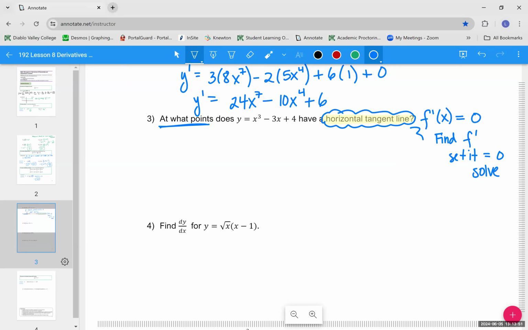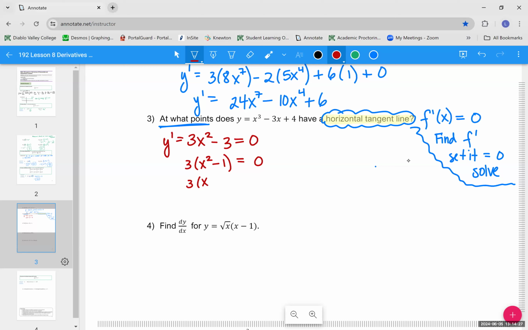So this process is not going to change. Your derivatives and how you find them might evolve from lesson to lesson. But anytime you're asked, where does it have a horizontal tangent line, you're going to go through that process. So in this case, you're going to take a derivative, which should give us 3x squared minus 3 in this case. You're going to set it equal to 0, and then you're going to solve.